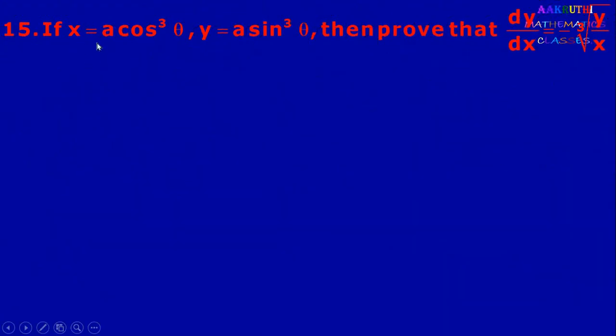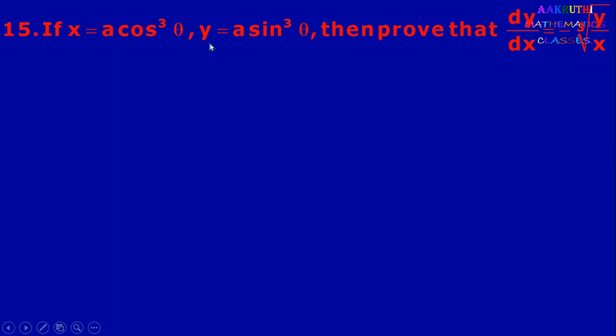So next one, if x equal to a cos cube theta and y equal to a sin cube theta, prove that dy by dx equal to minus cube root of y by x. So same as the previous problem, they can ask like this also. If x equal to a cos cube theta and y equal to a sin cube theta, you have to prove dy by dx equal to minus cube root of y by x.